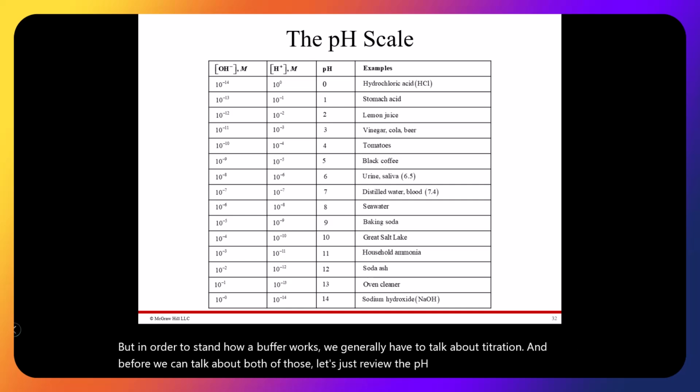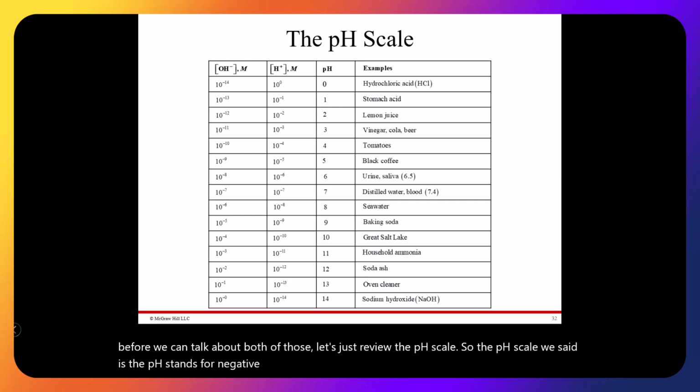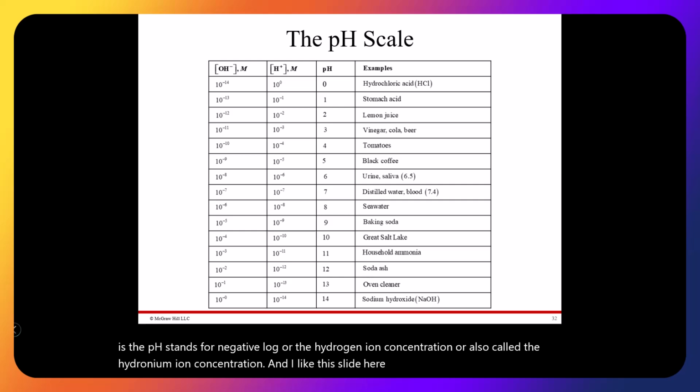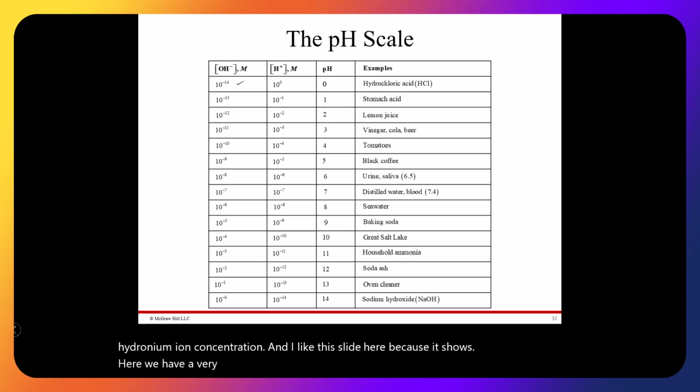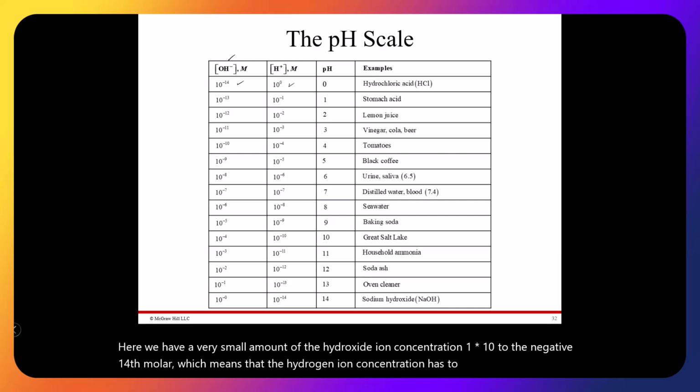So the pH scale, we said, pH stands for negative log of the hydrogen ion concentration, also called the hydronium ion concentration. And I like this slide here because it shows that here we have a very small amount of the hydroxide ion concentration, 1 times 10 to the negative 14th molar, which means that the hydrogen ion concentration has to be 10 to the 0 molar.